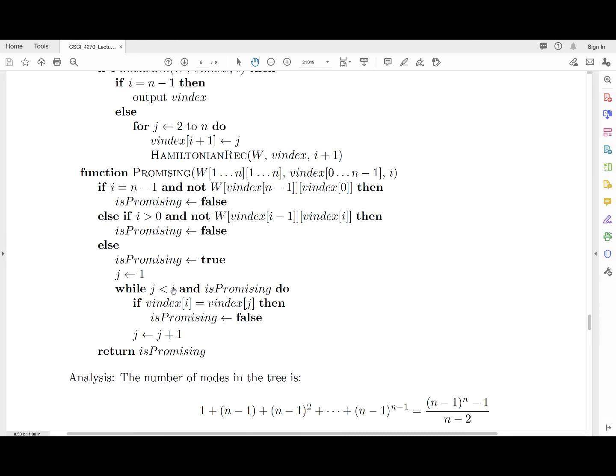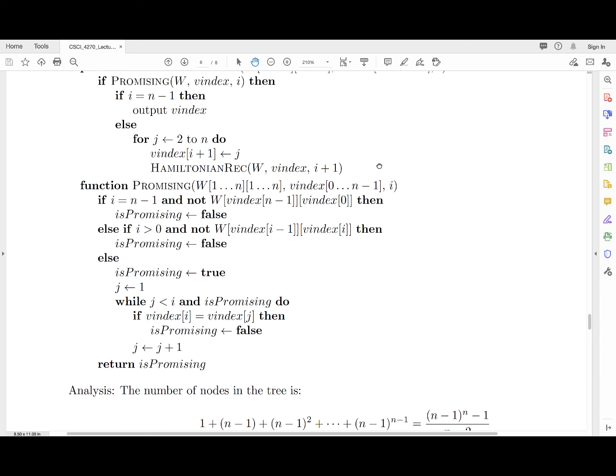So if i is equal to 2 and j started at 1, it means we need to check whether the previous node is the same node that we are visiting now. If the answer is yes, it means that we already visited that node, so we are setting promising to false. That means we violate the condition for the Hamiltonian circuit, which is that every node should be visited only once. Otherwise, if everything is fine, we return true as promising.